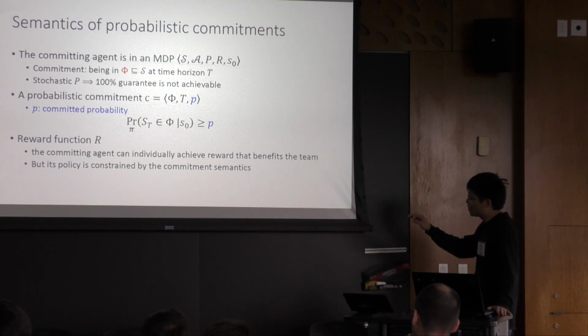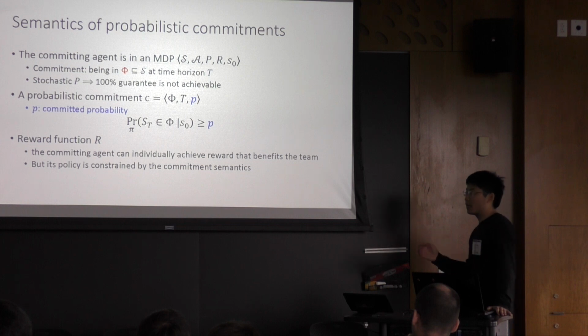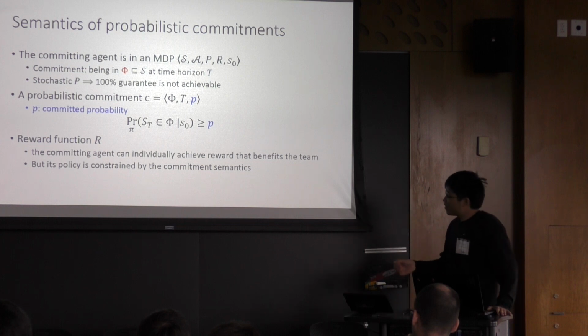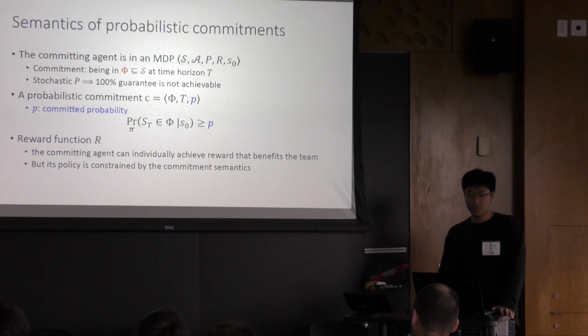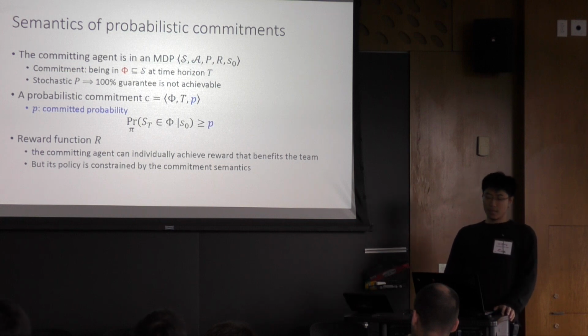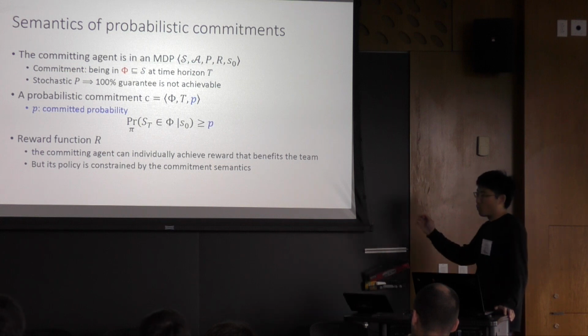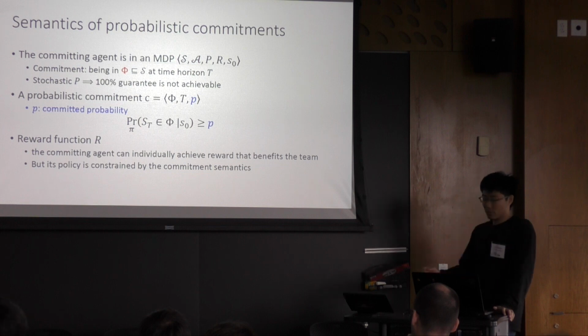This reward function indicates a kind of dilemma faced by the committing agent. The committing agent can, of course, individually achieve its reward, indicated by this reward function, that benefits the whole team, but its policy is constrained by this inequality. It cannot do arbitrary things.